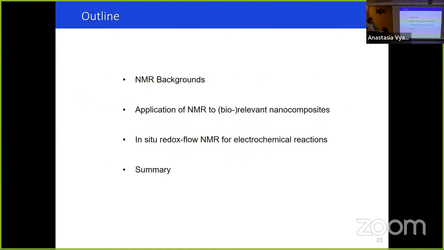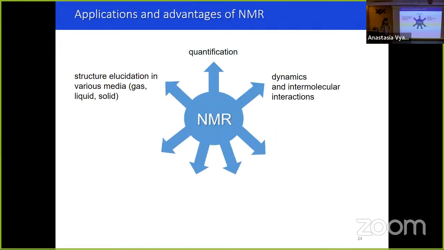So now, in the last part of my data presentation, I'd like to show our recent study, just recently published, on in situ redox flow NMR for electrochemical reactions. Here I list the specific applications and advantages of NMR, which are quite important in the energy research field. Because we can simultaneously measure gas, liquid, and solid, which is interesting for battery applications.